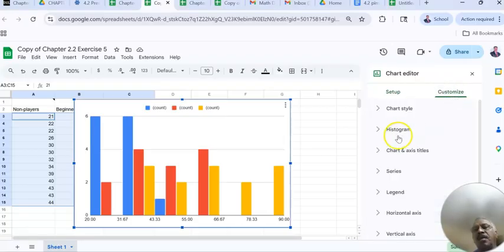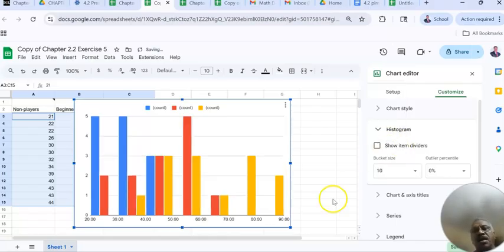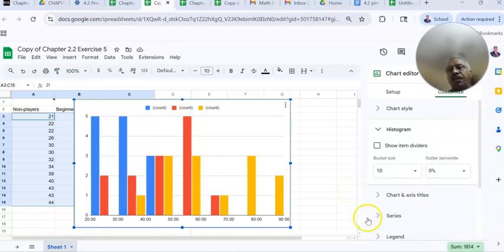To customize, go to the histogram and you will see the bucket size. Because it says 20 to 29, the next is 30. So 20 to 30 means there is a 10. So I'll enter that here. Okay, and this is how the graph shows up.